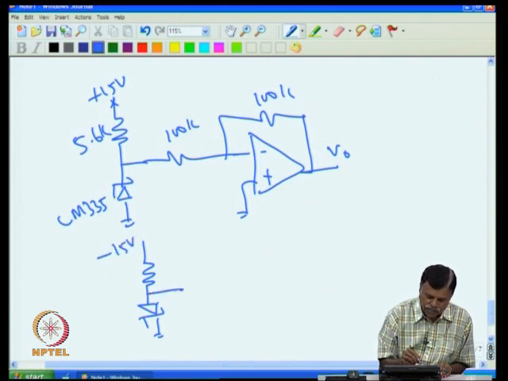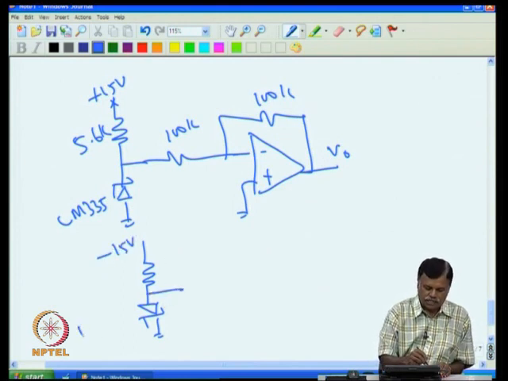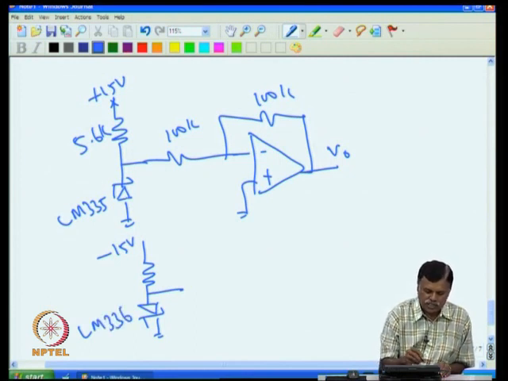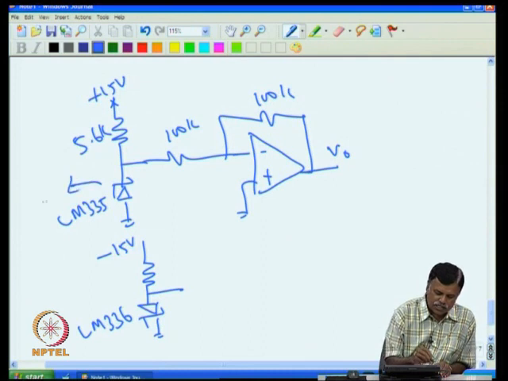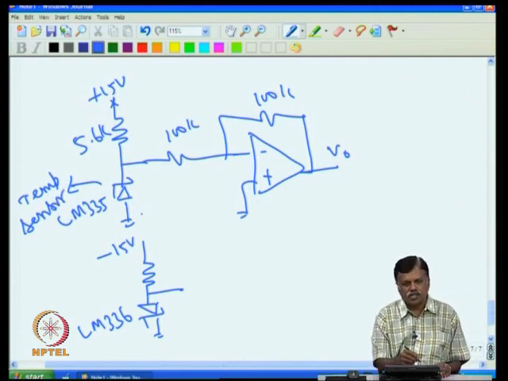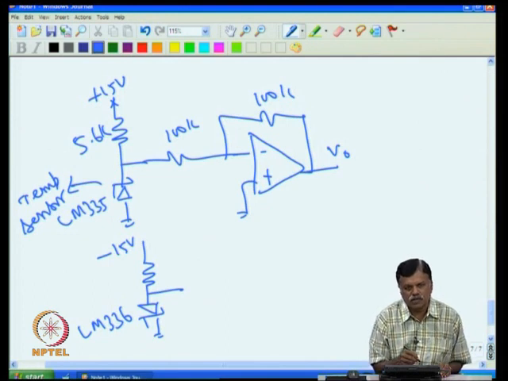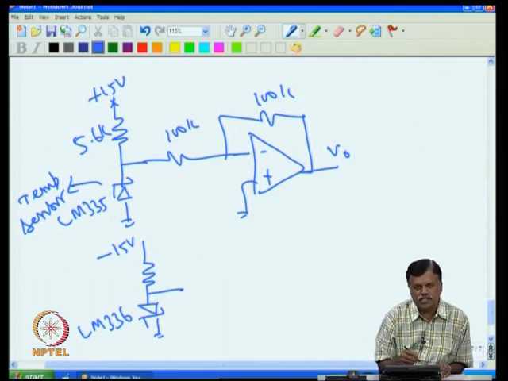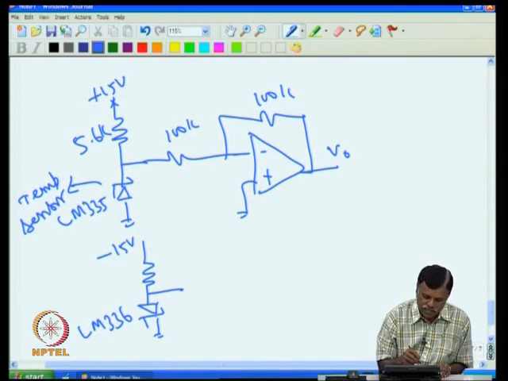Then if I look at this, it gives me 2.5 volt, say LM336. The symbol looks like a Zener, but this is a temperature sensor. This is not a Zener. Unfortunately, in industry, they follow the same symbol, and the manufacturer also gives you the Zener symbol only for the temperature sensor. So we have to accept it and use it. Nevertheless, this is a temperature sensor, this is a Zener.